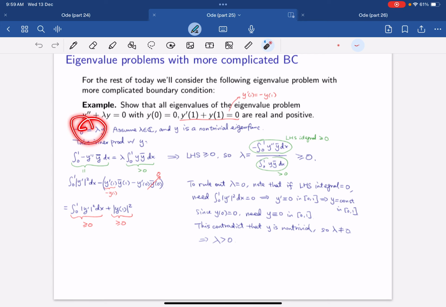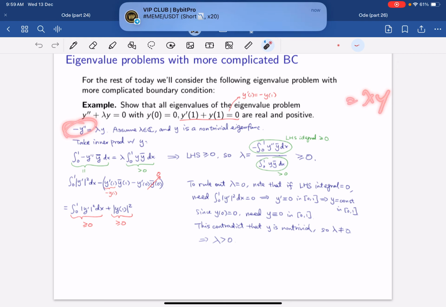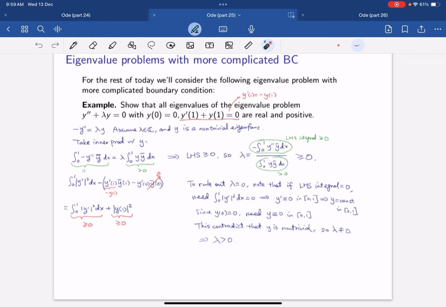First, we let minus y double prime equal lambda y, because this is how the eigenvalue problem looks. Then we take the inner product with y. One side must be larger than or equal to 0, while the other side is strictly larger than 0. So lambda, you just divide over. You have lambda equals this whole chunk divided by this, which has to be larger than or equal to 0. So you already showed that it is real.